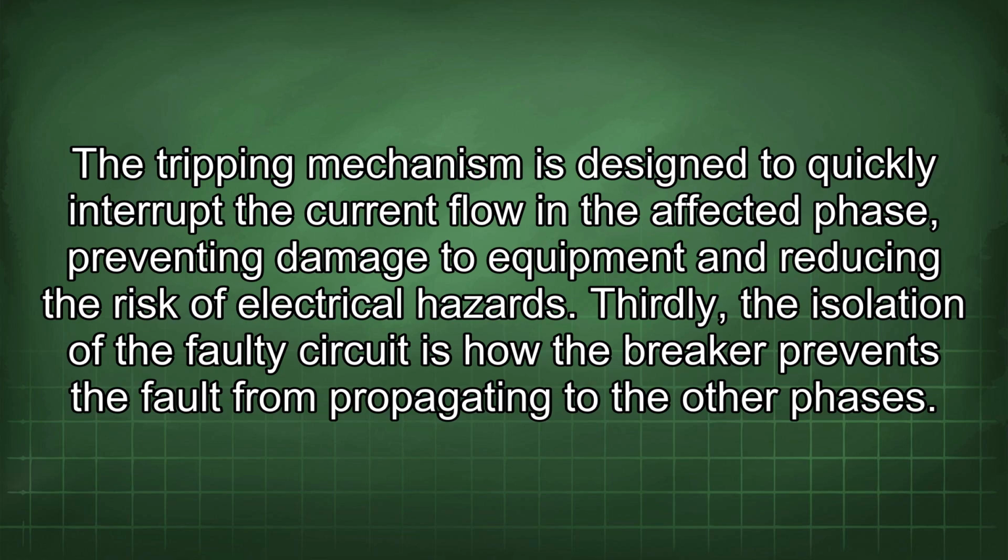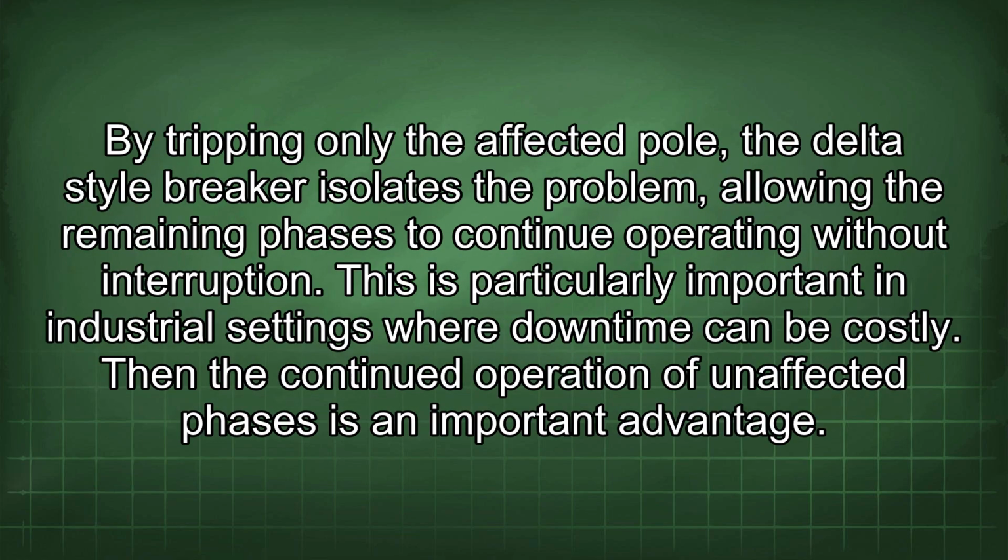Thirdly, the isolation of the faulty circuit is how the breaker prevents the fault from propagating to the other phases. By tripping only the affected pole, the delta-style breaker isolates the problem, allowing the remaining phases to continue operating without interruption. This is particularly important in industrial settings where downtime can be costly.